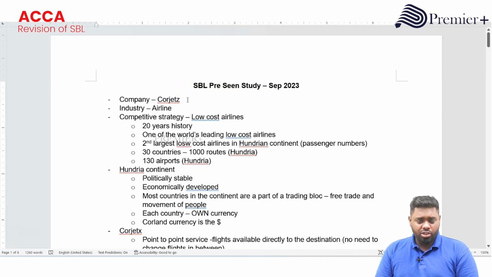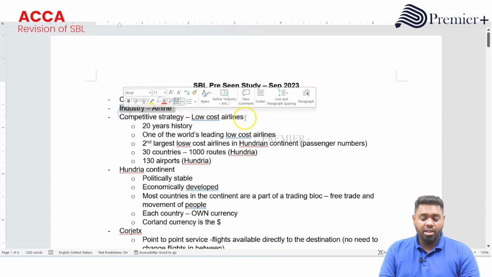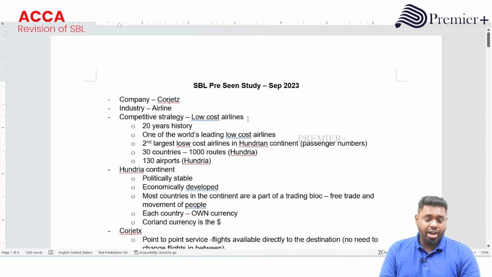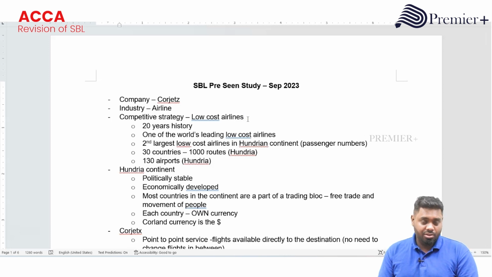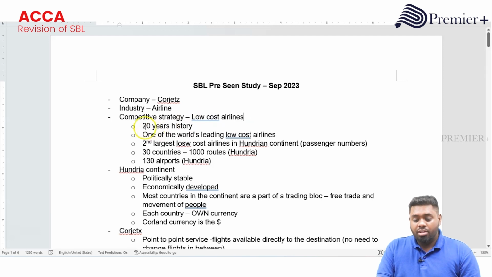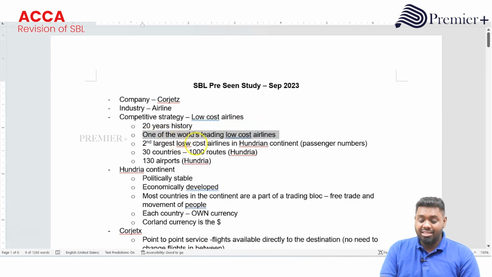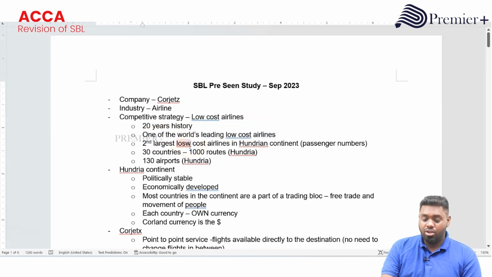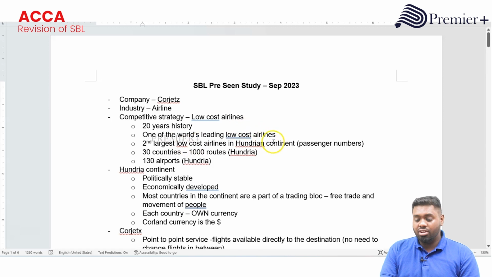So going through this, our company's name is Courgette, in the airline industry, and our competitive strategy is basically providing low cost airline services. So we look at typical cost leadership. We have 20 years of history, so we are not someone new to the industry, and we are one of the world's leading low cost airlines and the second largest low cost airline in the Hungarian continent.